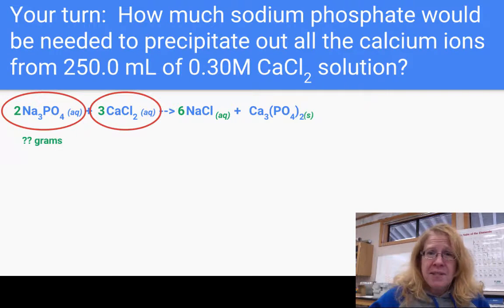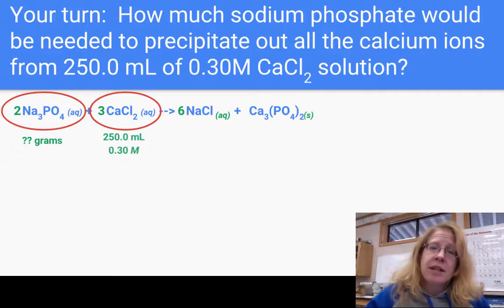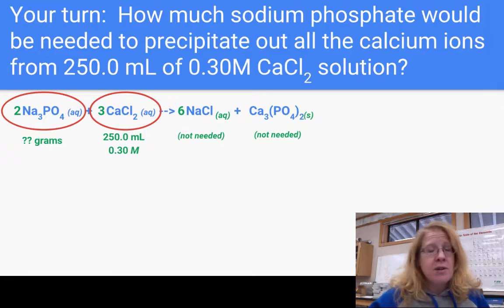The second thing is I've got information about all the calcium ions from calcium chloride solution, so that's why I circled that one. And then there's the information I have about that solution. So I'm going to use my same sort of problem solving steps. The other two things, yeah, they're present, but I don't really care about them in this particular problem, so I can kind of ignore that they exist.